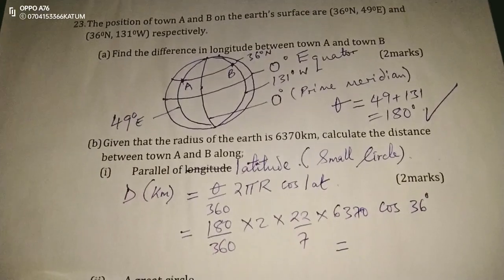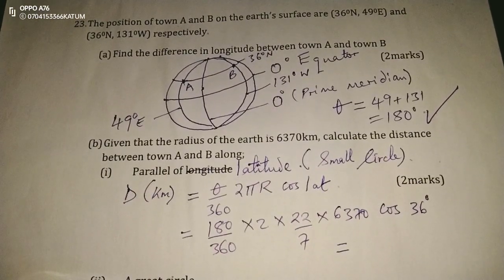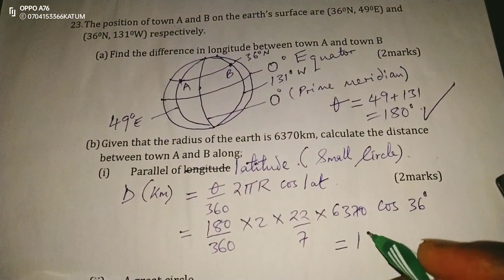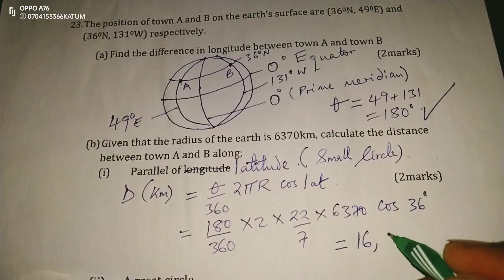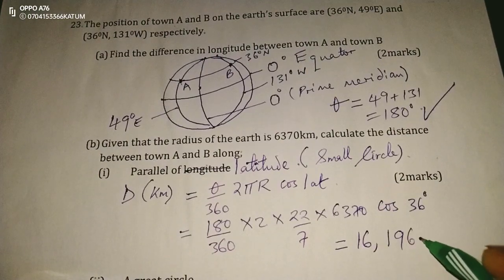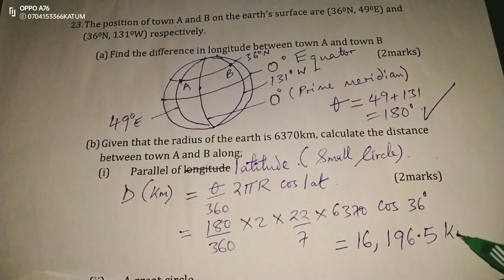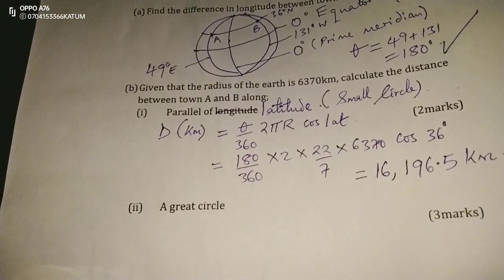Let me compute this and give the distance in kilometers. 180, this is 2, this is 22 over 7. You can also multiply by 6370, the cosine of 36, divided by 360. This gives us 16,100 point 196.5 kilometers. That is the distance along the parallel of latitude.